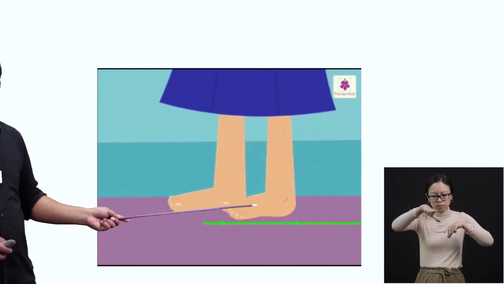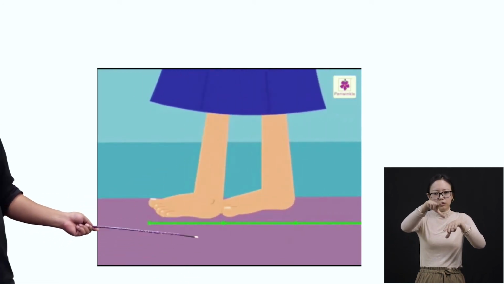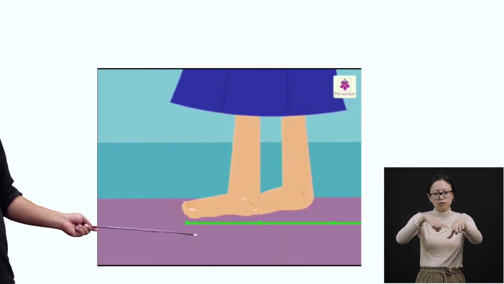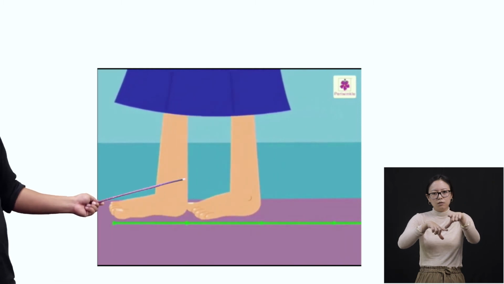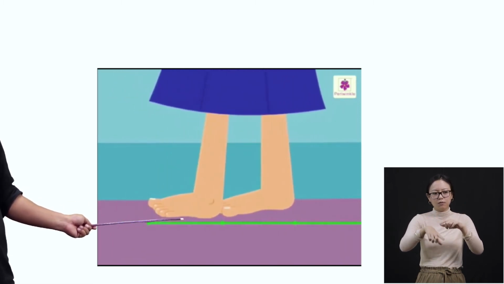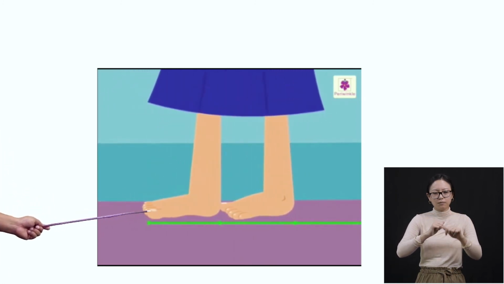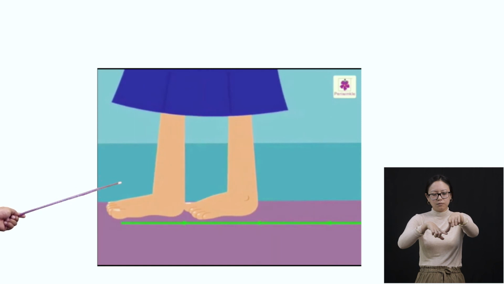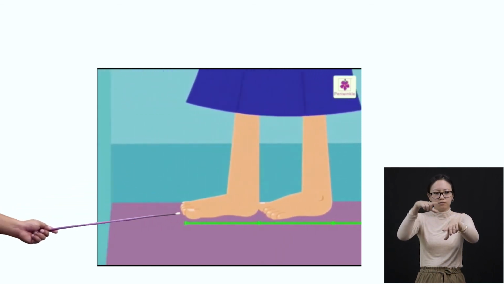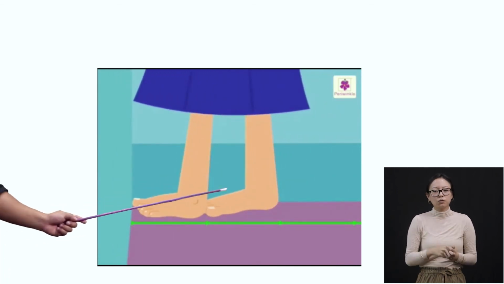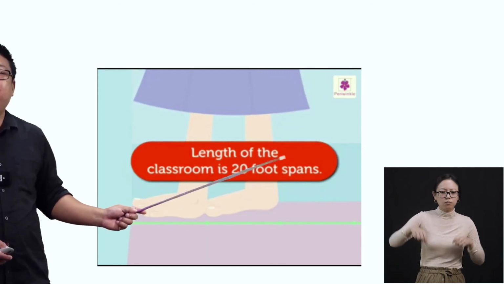So we count 1, 2, 3, 4, 5, 6, 7, 8, 9, 10, 11, 12, 13, 14, 15, 16, 17, 18, 19, and 20. So we can say that this classroom, the length of the classroom is 20 foot spans.